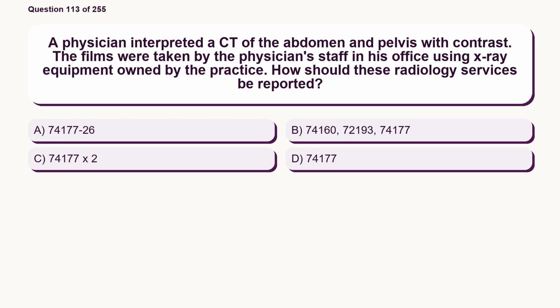Question 113. A physician interpreted a CT of the abdomen and pelvis with contrast. The films were taken by the physician's staff in his office using X-ray equipment owned by the practice. How should these radiology services be reported? Option A, 74177 to 26. Option B, 74160, 72193, 74177. Option C, 74177 x 2. Option D, 74177. The correct answer is option D, 74177.